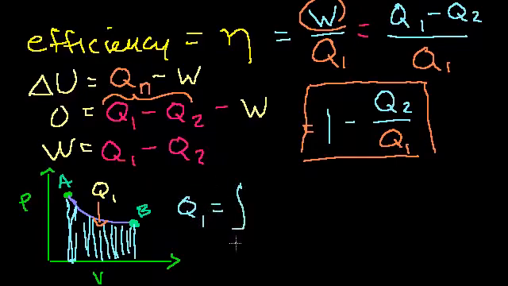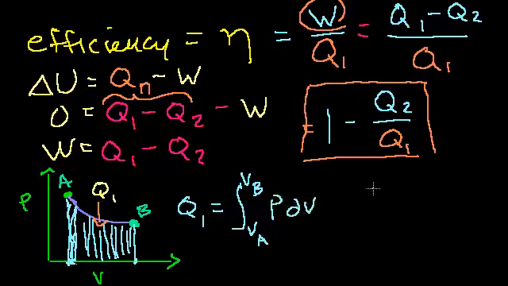It's equal to the integral from our volume at A to our volume at B. We're starting here, and we're going to our volume at B. And we're taking the integral of pressure, and I've done this multiple times, but I'll do it again. Pressure, our height, times our change in volume, dV.